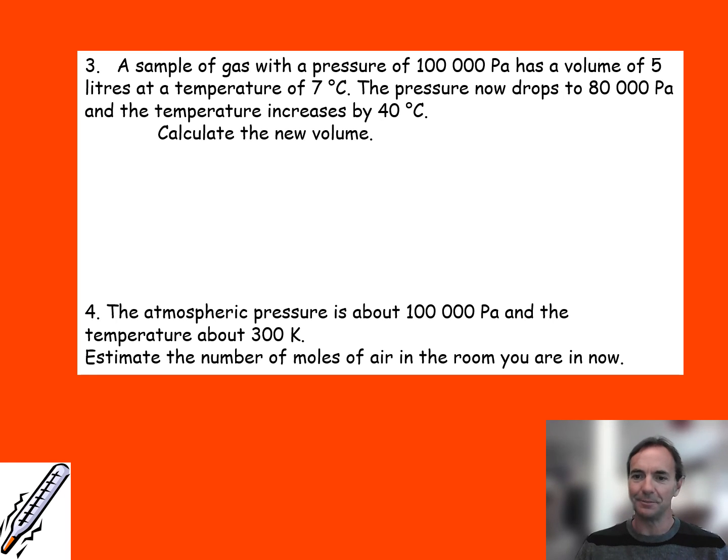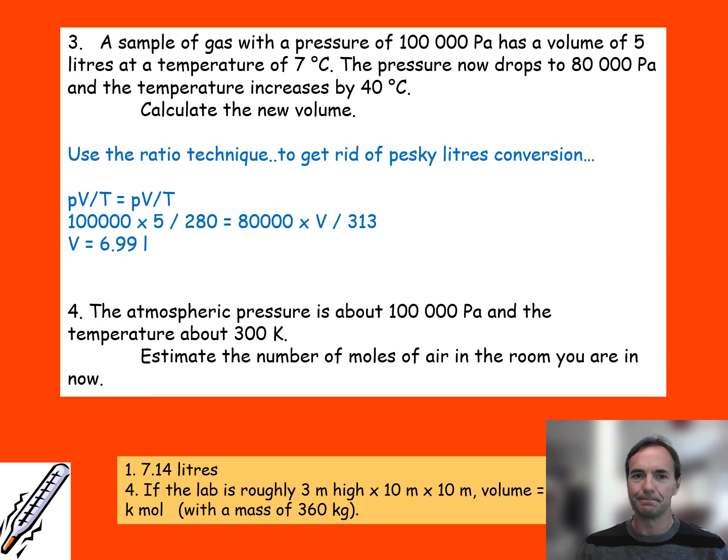Answers coming. 3, 2, 1. And there we are. So we end up with about 7 litres, which is 7.4, 14 down there. Anyway, the V on the top one's right, 6.99 litres. And then I've used roughly a lab, so 3 times 10 times 10, give or take. So you end up with a mass of about 360 kilograms of that, but it really depends on what the size of your room is. So you end up with many moles, basically, a lot of moles.